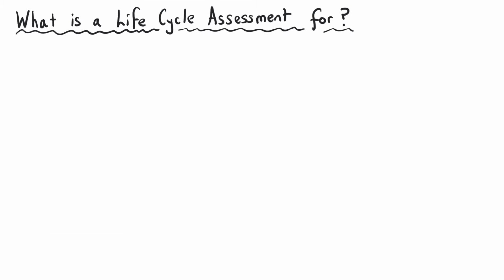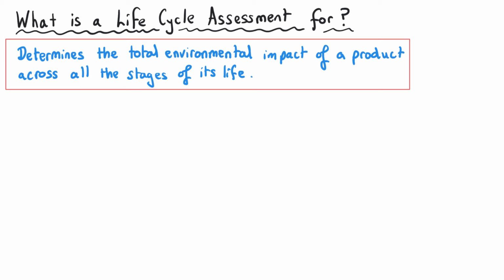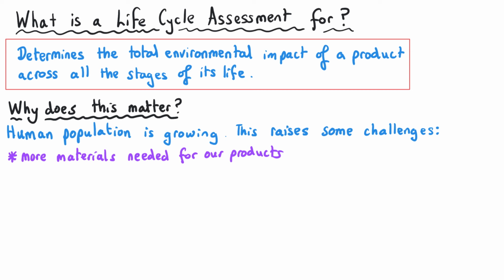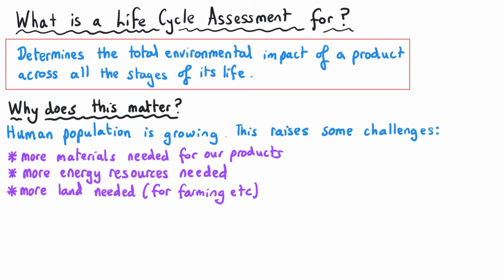A life cycle assessment works out the total environmental impact of a product over all of the stages of a product's life. And this is important because the population of our planet is growing every year. And as that population grows, we need raw materials, we need more energy resources, we need to use more land for buildings and farms and things like that. And not only that, we produce more waste and more pollution.